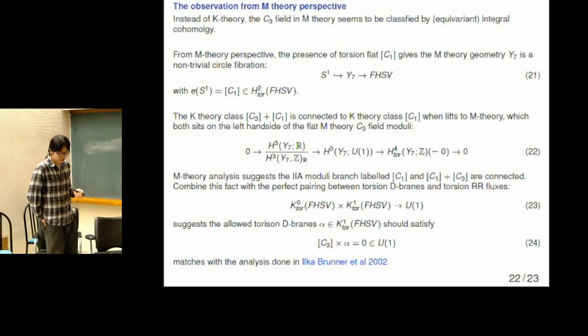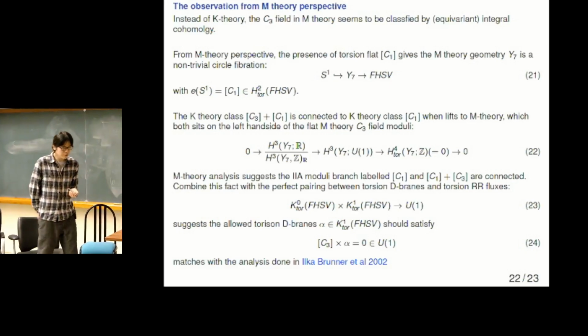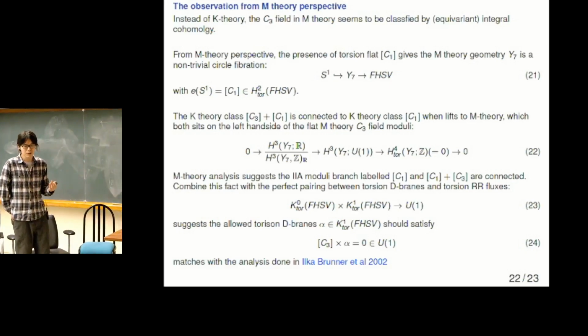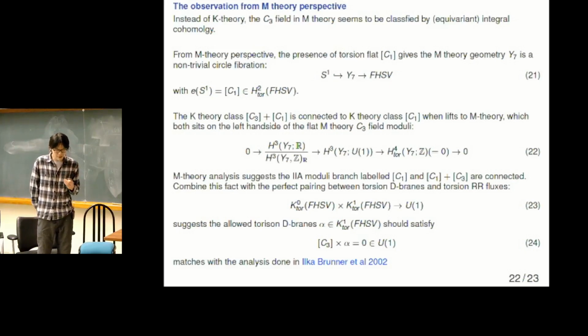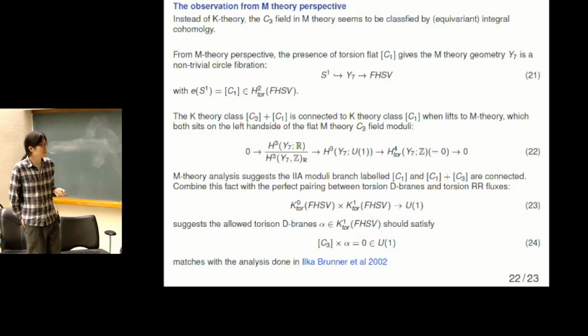And of course, this example leads to lots of problems. For example, what is the right way to characterize a moduli of flat backgrounds? And how to reconcile the fact that the flat backgrounds in type IIA and in M-theory are actually classified by two different cohomology theories? And these problems are currently under our investigation. Thank you very much.